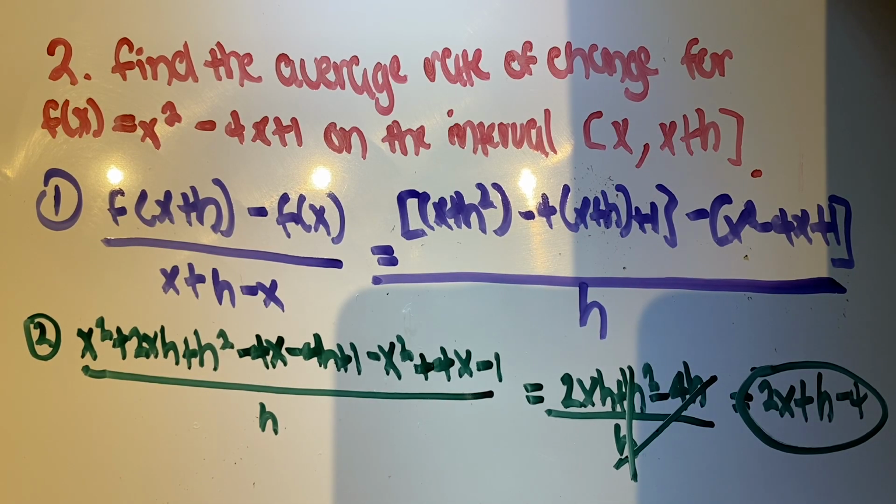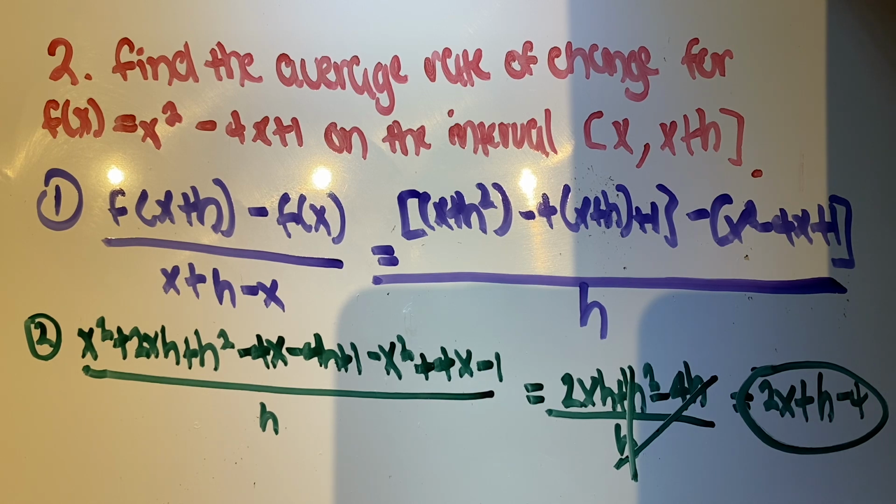We can also calculate the slope of the secant line, as we reviewed earlier, with the equation f of x plus h minus f of x over x plus h minus x, which equals f of x plus h minus f of x over h, with f of x plus h as y2 and f of x as y1, while x plus h is x2 and x is x1.